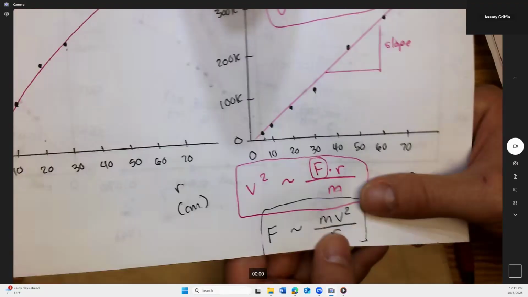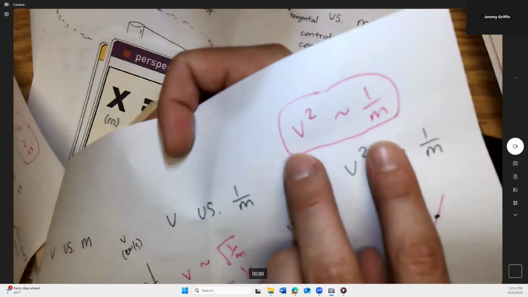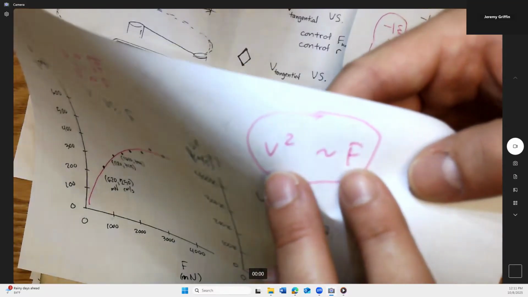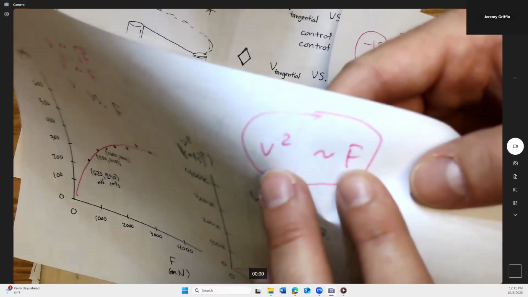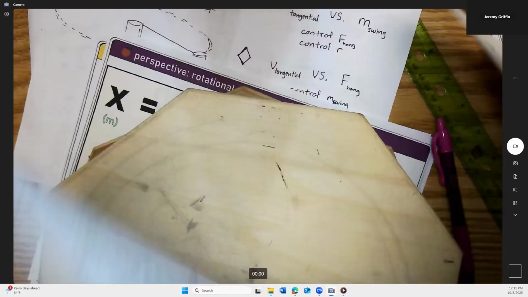So you can say either v squared proportional to r, or v squared proportional to 1 over m, or v squared proportional to F. That could be your conclusion right there, if that was your lab. Couldn't that answer your question? You had one of those 3 questions, didn't you? So your conclusion is one of those 3.